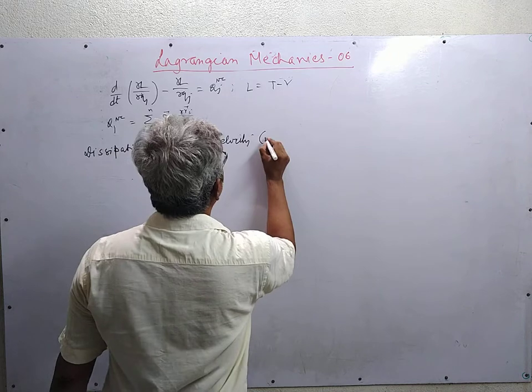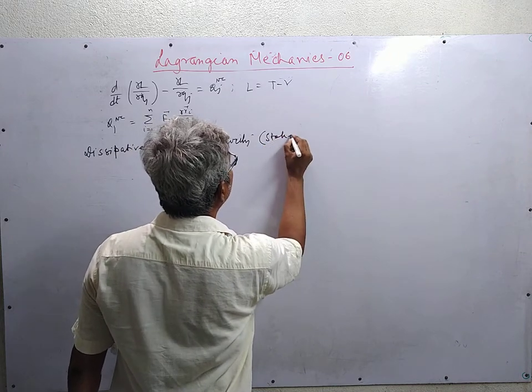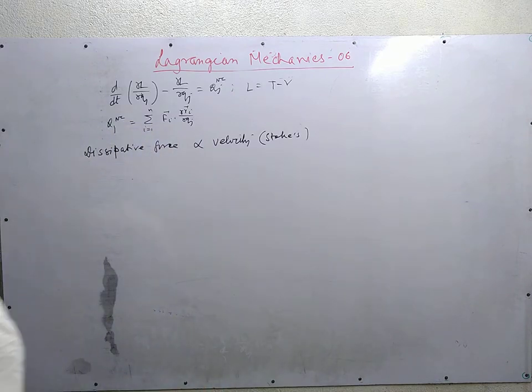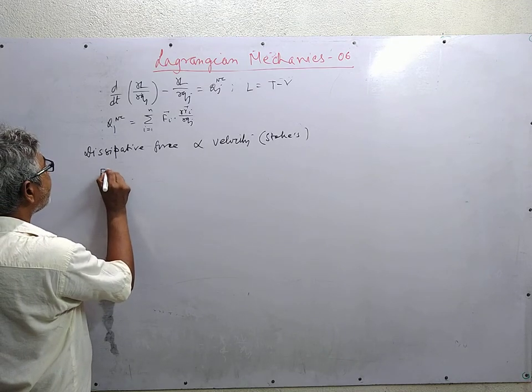Recall Stokes law in viscosity: when a spherical body descends down through a viscous fluid with terminal velocity, the viscous resistance that is offered is proportional to velocity. When the resistive force is proportional to velocity, we call this Stokes law. So we consider a special type of non-conservative force, the dissipative force Fd.